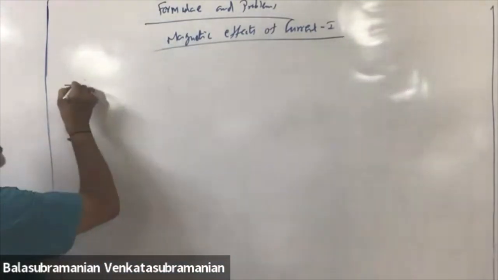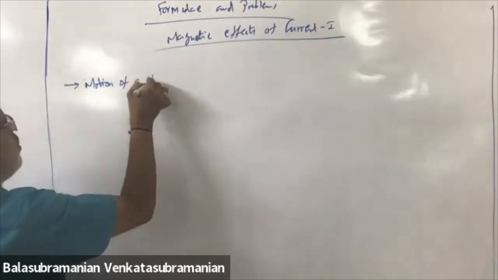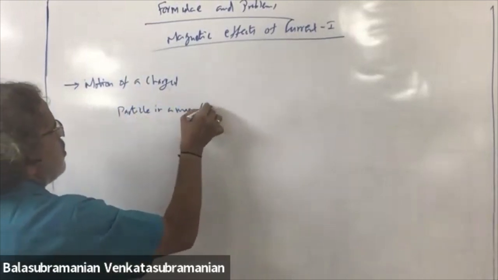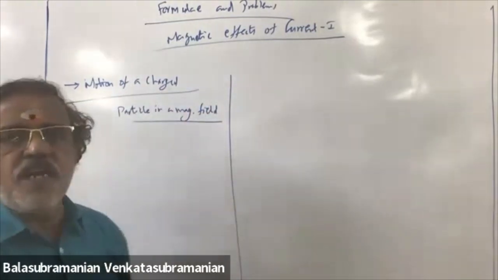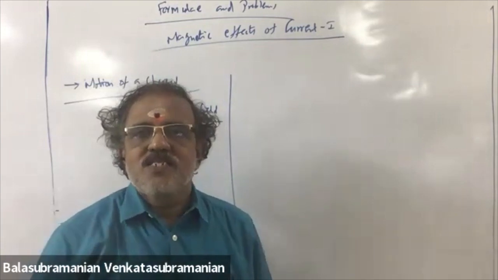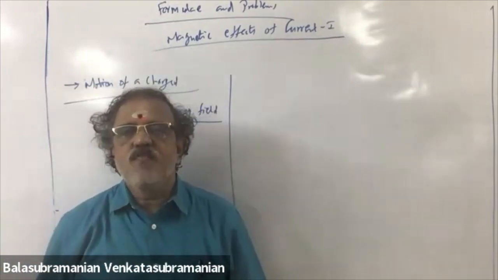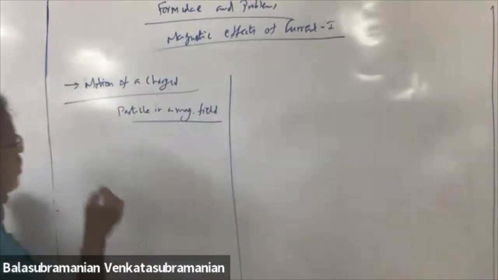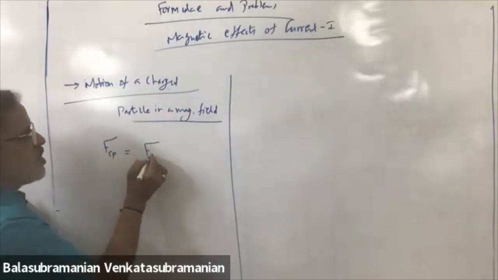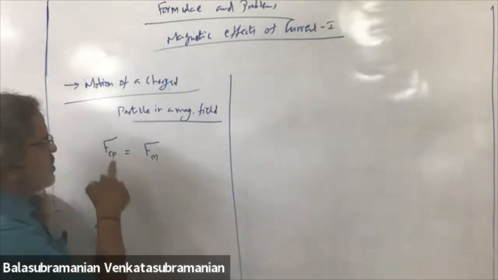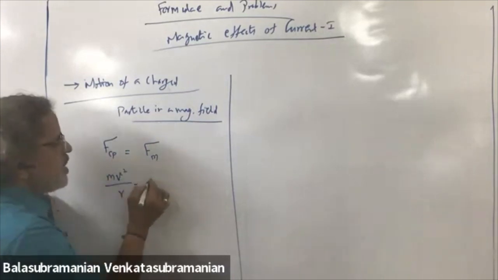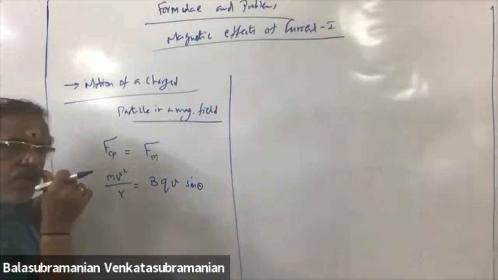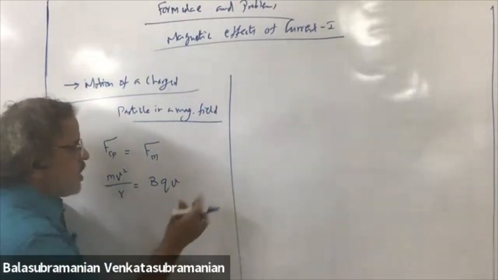Okay. Motion of a charged particle in a uniform magnetic field. When a charged particle enters a magnetic field, it follows a circular path. Work done is 0, so it moves in a circular path. So centripetal force is equal to magnetic force; we are equating. Centripetal force is mv square by r. Magnetic force is BqV sin theta. Maximum value means sin 90, so it will become 1.